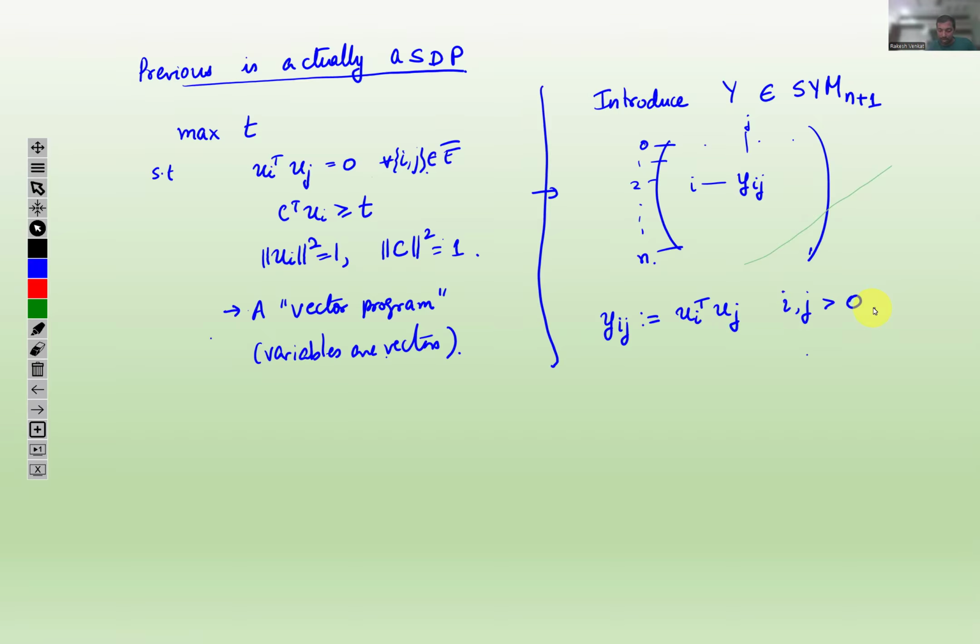So notice that now with this relabeling, let me write it down. I have still max over t. So when I say ui transpose uj is 0, what do I mean over there? I mean that yij is equal to 0. So some of the entries of this matrix are 0 for all ij that are not edges in the graph G. Norm ui squared equal to 1 just becomes yii equal to 1. And for i equal to 0 or j equal to 0, I'll take the inner product with c.